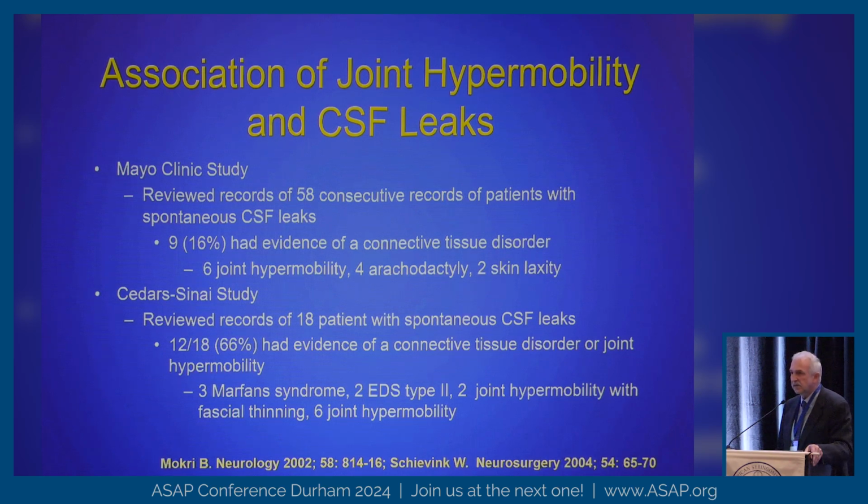Now, the other thing, I'm just going to touch on this because I know that Dr. Gray is going to be discussing this in a minute, but because of the elasticity, not just in the ligaments of their joints, but in the dura itself, oftentimes patients with joint hypermobility can have CSF leaks as well. In fact, this is a study from the Mayo Clinic that reviewed 58 consecutive records of patients with spontaneous CSF leaks, and 9 had evidence of a connective tissue disorder. 6 were joint hypermobility, and then 4 were arachnodactyly, if I can pronounce it, and 2 were skin laxity. And then Cedars-Sinai found a much higher prevalence of 66% in their patients with leaks.